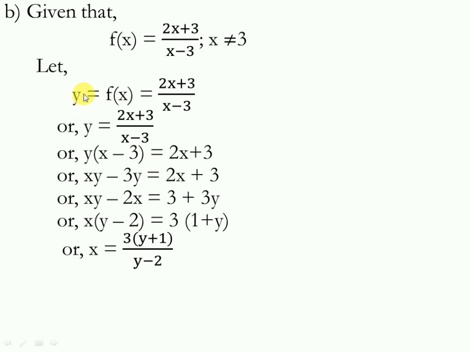Earlier the subject was y and all the things were expressed in terms of x. Now the subject is x and all the things are expressed in terms of y. So here it is already converted, isn't it?